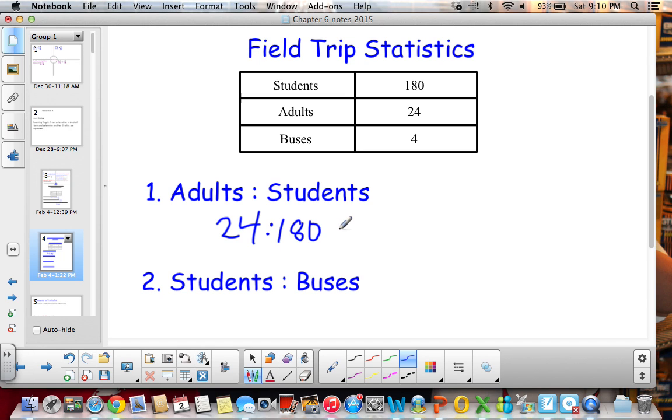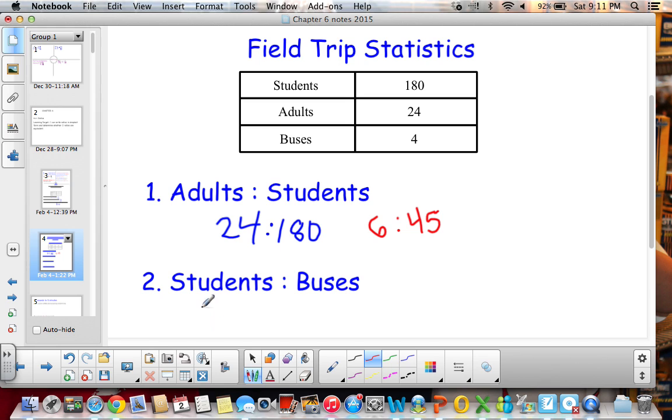So 180 divided by 4 is 45. I'm going to rewrite this. I'm going to use a different color. 24 divided by 4 is 6. 180 divided by 4 is 45. And that is all I can do because they cannot be simplified further. So this tells me that there were 24 adults on the field trip and 180 students, but once we simplify it, it tells us that there were 6 adults for every 45 students.